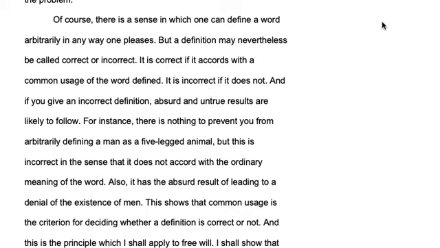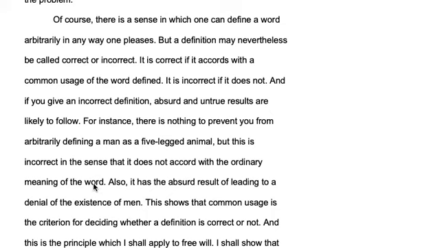So you might write a note over here that Stace is telling us how to determine whether a definition is correct or incorrect. He goes on to say, and if you give an incorrect definition, absurd and untrue results are likely to follow. For instance, there is nothing to prevent you from arbitrarily defining a man as a five-legged animal, but this is incorrect in the sense that it does not accord with the ordinary meaning of the word. So what he's using is kind of a common sense, common usage approach to deciding whether a definition is correct and hence whether we should accept the conclusion about there being a referent or an instance or something that we can point to in reality that aligns with said definition.